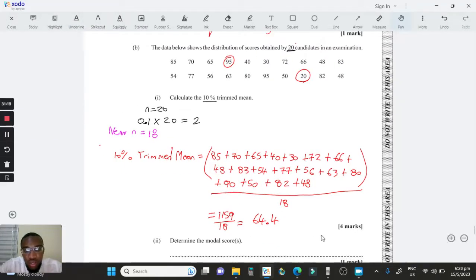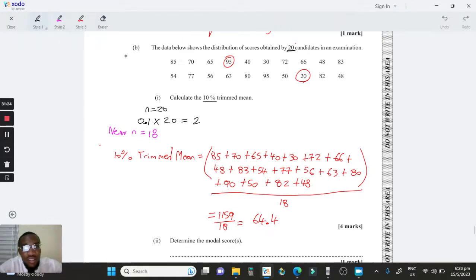Now it says determine the modal scores, meaning which one will occur most frequently. For the modal scores, I'm checking which number occurs more than once. I see 95 already, 1, 2, that's 2 times. Did anything beat twice? It's 95. Going again, 85 once, 70 once.